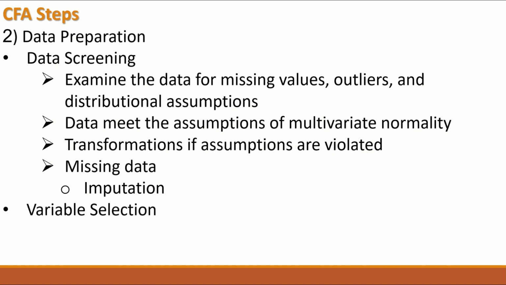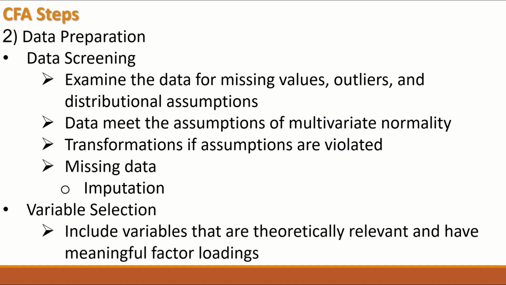And a way to deal with missing data through imputation. For missing data, add the median or the mean according to the data type. Variable selection: include the variables that are theoretically relevant and have a meaningful factor loading. So only include items that measure or load to a specific factor as determined by the exploratory factor analysis.